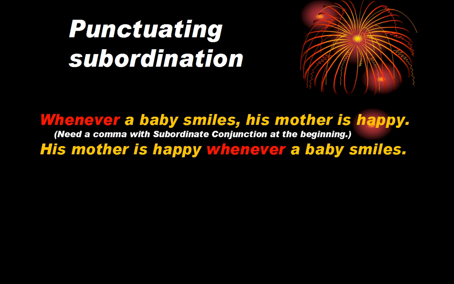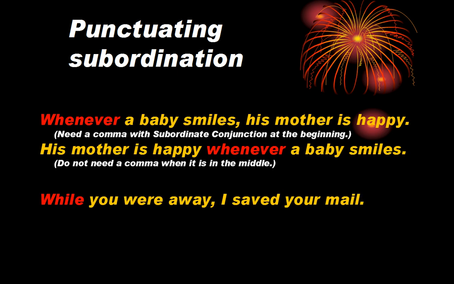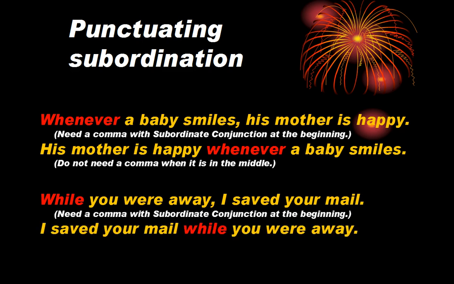Now, if you put the subordinating conjunction in the middle, his mother is happy whenever a baby smiles, you can hear there's not really a pause, and so no comma is needed. Let me go over this again. If you put the subordinating conjunction at the beginning, like in this sentence, while you were away, I saved your mail, then you would need a comma. However, if the subordinating conjunction is in the middle of the two complete sentences, then you do not need a comma. Does that make sense?